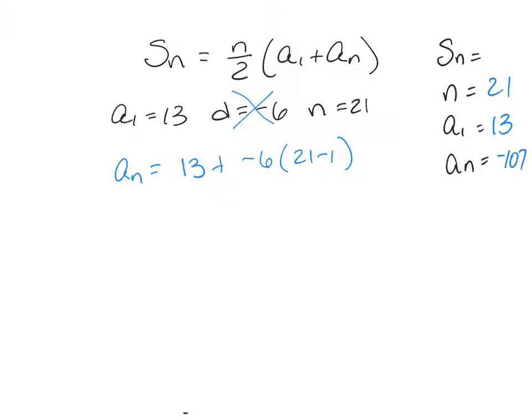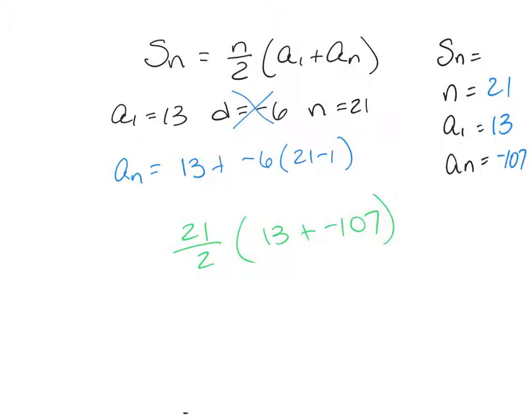And when we're doing this, you can use the formulas I gave you and anything above them, because we haven't covered the other ones below them, so don't even worry about those formulas, okay? So now we're going to put it in the formula. We have 21 over 2, and then we have a1, which is 13, plus negative 107.